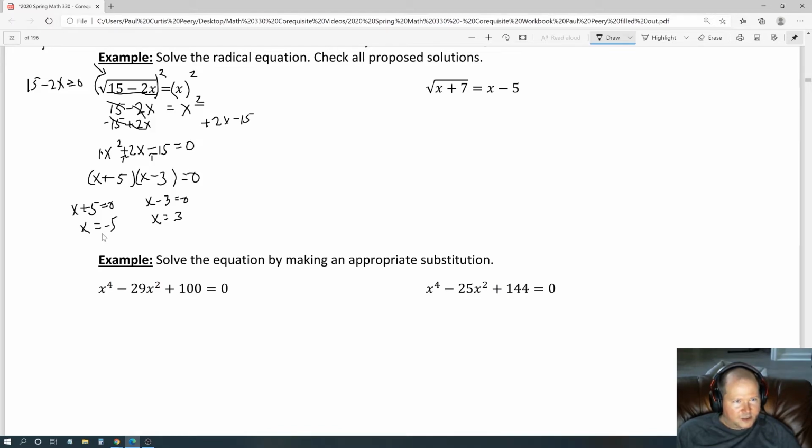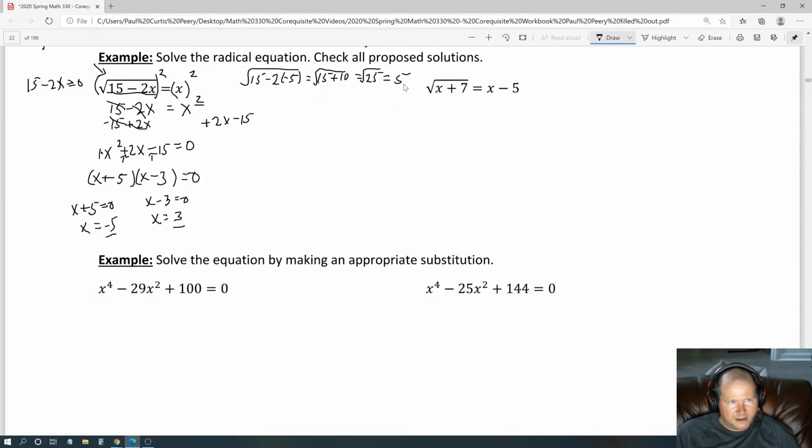Okay, but here's where things get interesting. It may very well be, and it will be, that one of these answers is not valid. So if I go back and plug it back in, 15 minus 2x, but instead of x, what if I put in negative 5? Let's see what happens. That gives me 15 plus negative 2 times negative 5, which is plus 10, which gives me a 25, right? And the square root of 25 is 5. So we just plug it in.